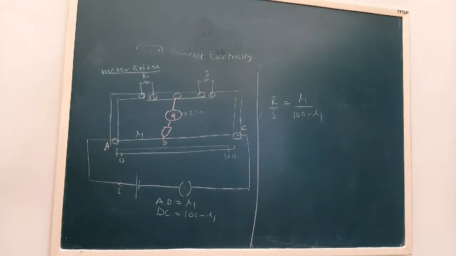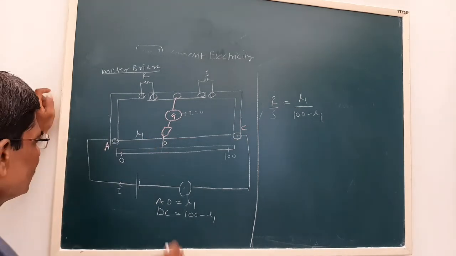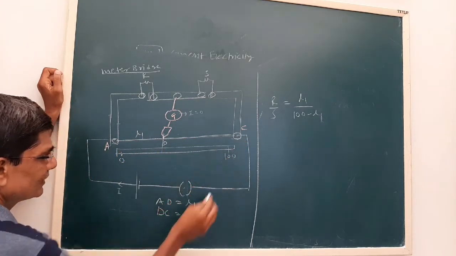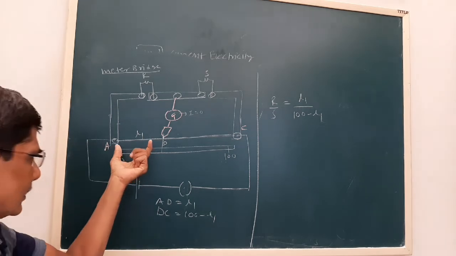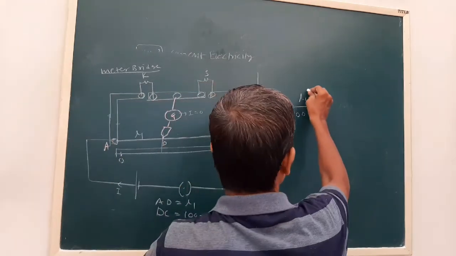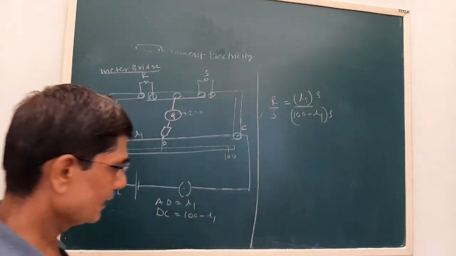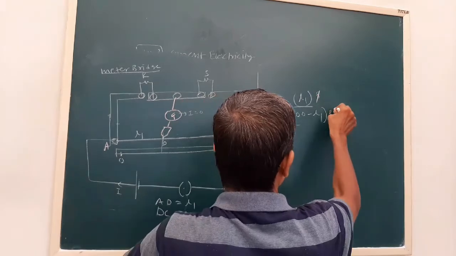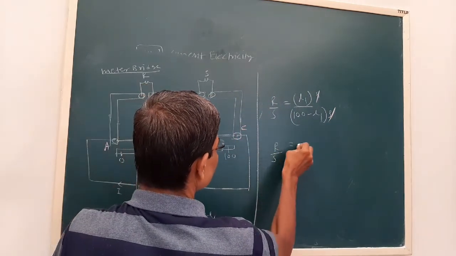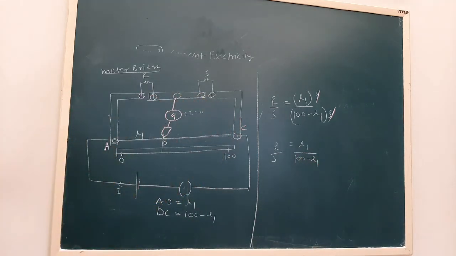Okay, now on the scale you can read this value. Why? Because this AC wire is 100 centimeter and the scale also is 100 centimeter. So by using this L1, now if you know the resistance per unit length, this has become resistance only, but this will get cancelled. So we get the equation R upon S is L1 upon 100 minus L1. Okay, this is the equation of the meter bridge.